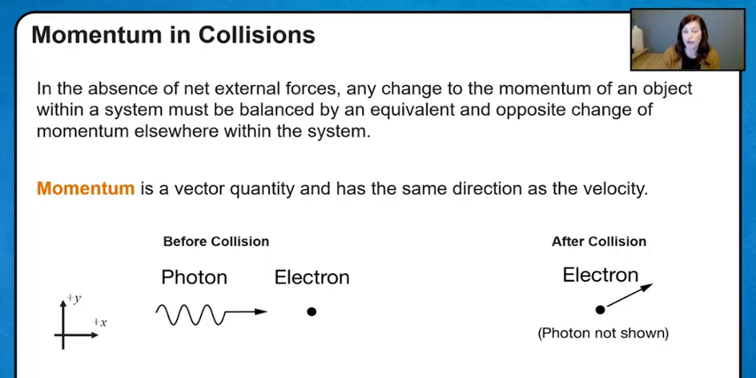Using our new coordinate system, we can see that the photon initially has momentum in the positive x direction. After the collision, we see that the electron has a momentum in both the positive x direction and the positive y direction.